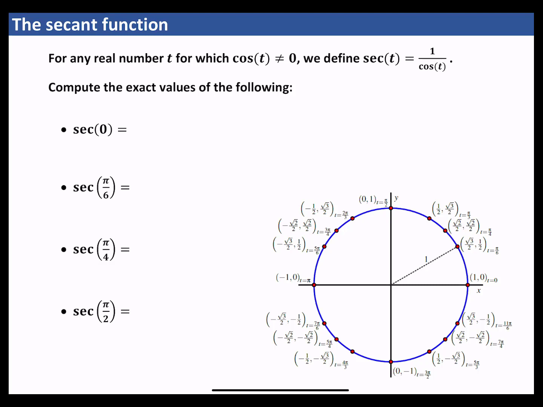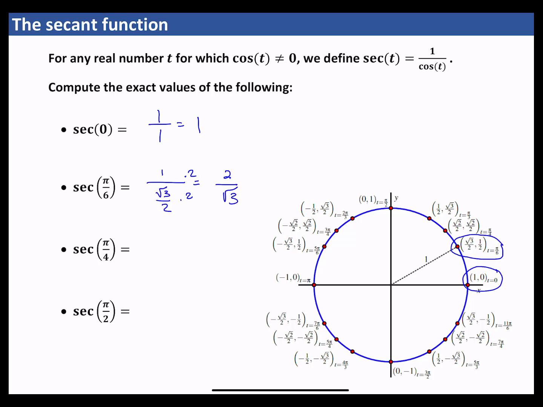We'll start with the secant of 0, so that would be the same as 1 divided by the cosine of 0. The cosine of 0 is 1, so we have 1 divided by 1, which equals 1. Next, let's look at the secant of pi over 6. That would equal 1 divided by the cosine of pi over 6, which is the square root of 3 over 2. So we have 1 divided by the square root of 3 over 2, and that equals 2 divided by the square root of 3.